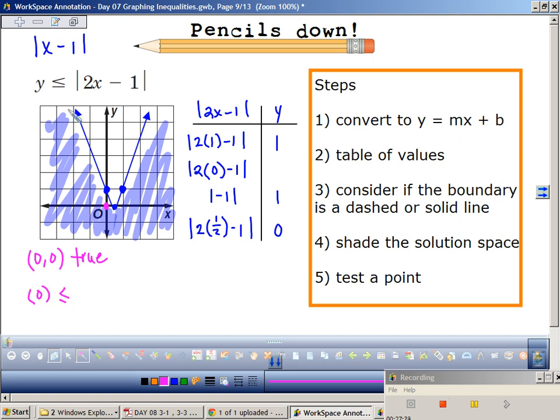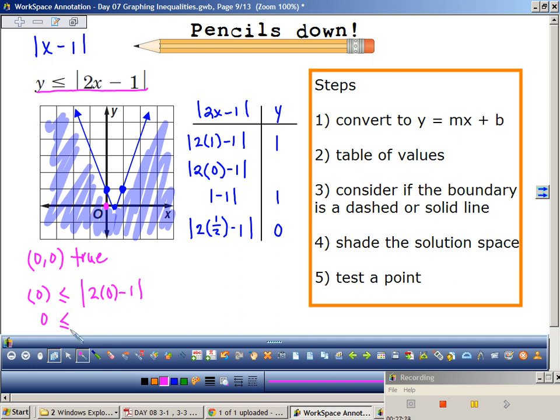0 is less than or equal to, see what I'm putting in right here, the absolute value of 2 times 0 minus 1. Is 0 less than or equal to 2 times 0, 0, minus 1, is the absolute value of negative 1, which is 1. Is 0 less than 1? True.